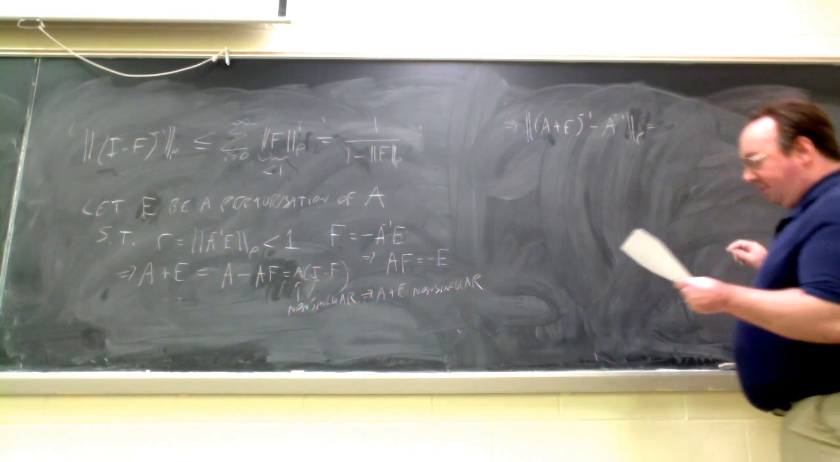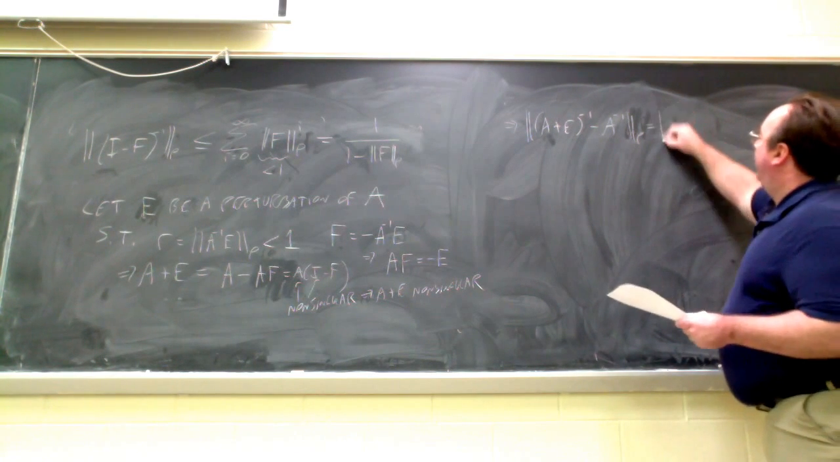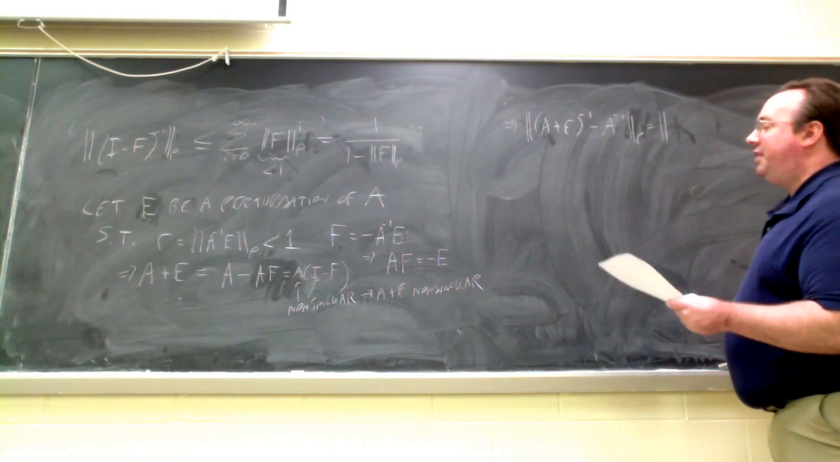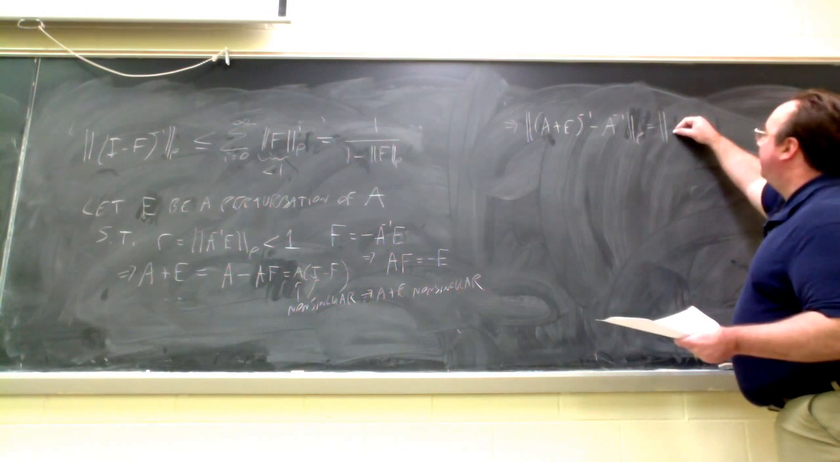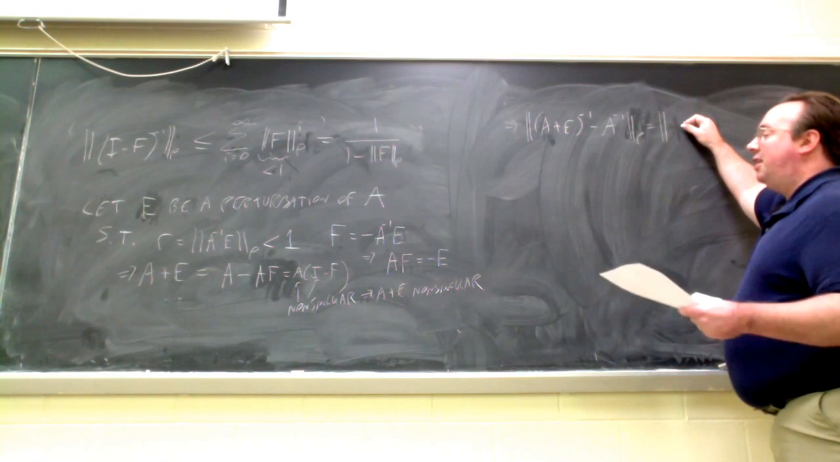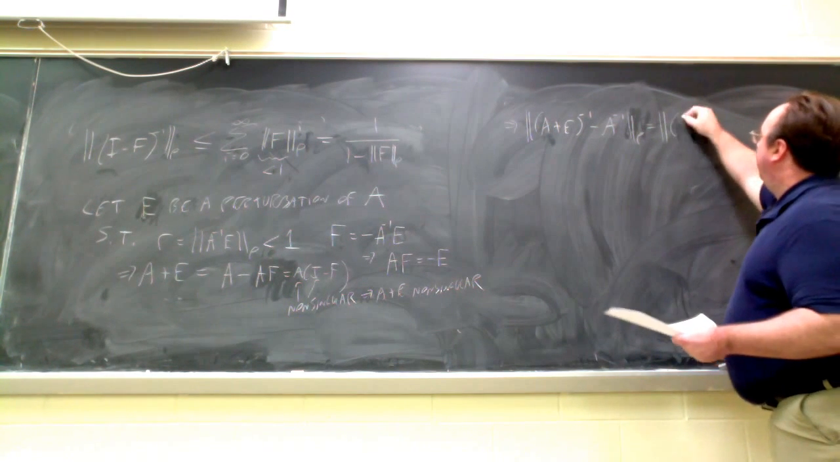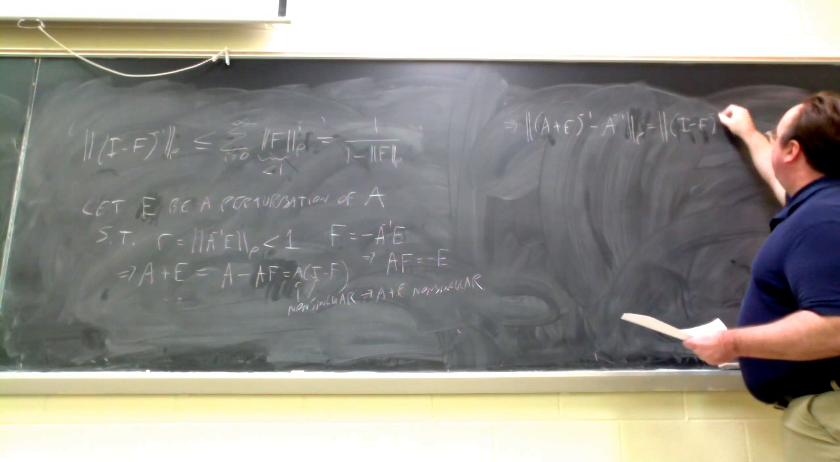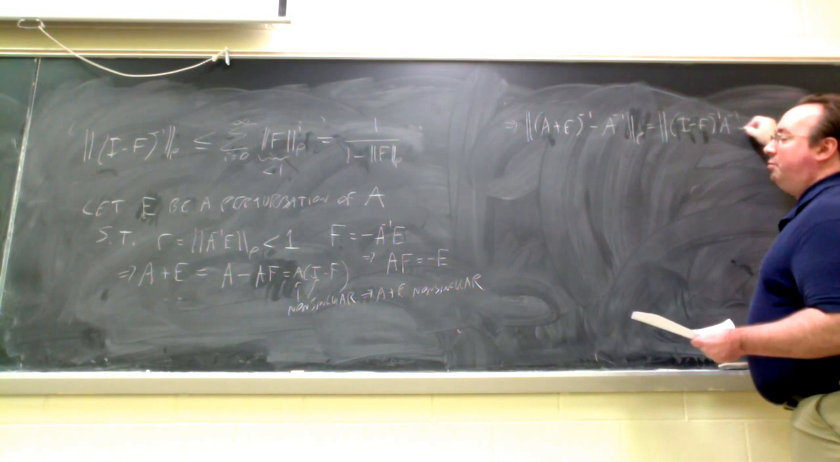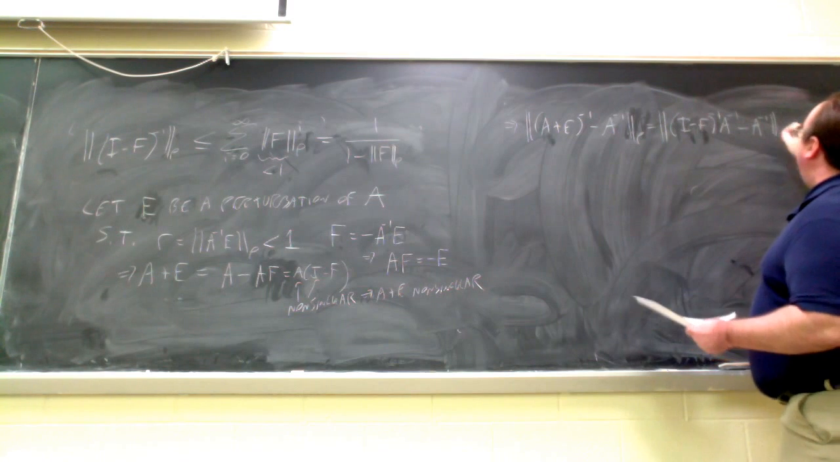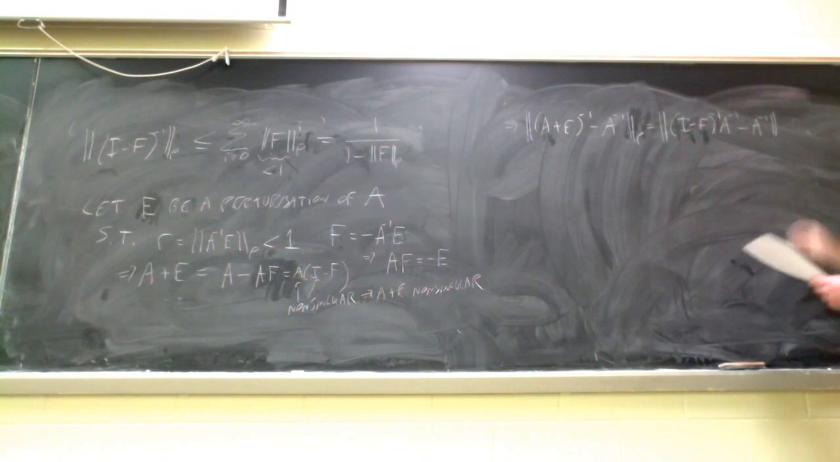So that's going to be the same as, all right, A plus E is the same as A times I minus F. So I can write this as the inverse. The inverse of a product is the product of the inverses in reverse order. So I can have I minus F inverse A inverse minus A inverse. Okay. So that seems a little bit simpler than what I had in my notes. Actually, not really like what I have in my own notes at all.